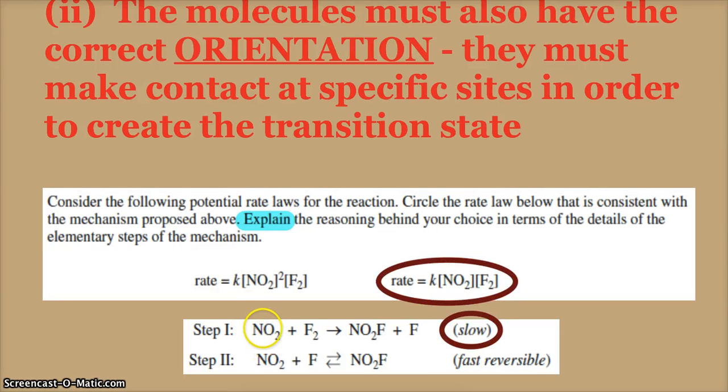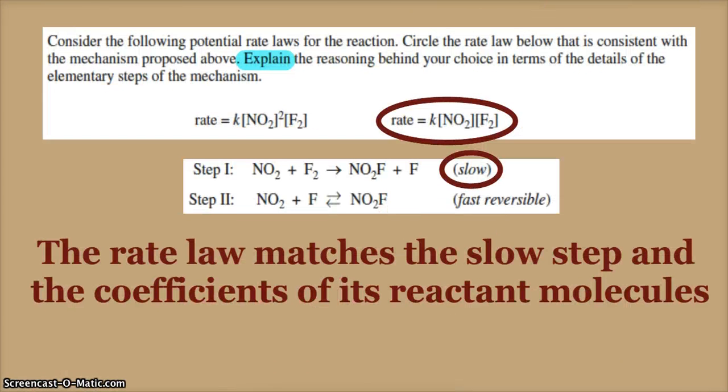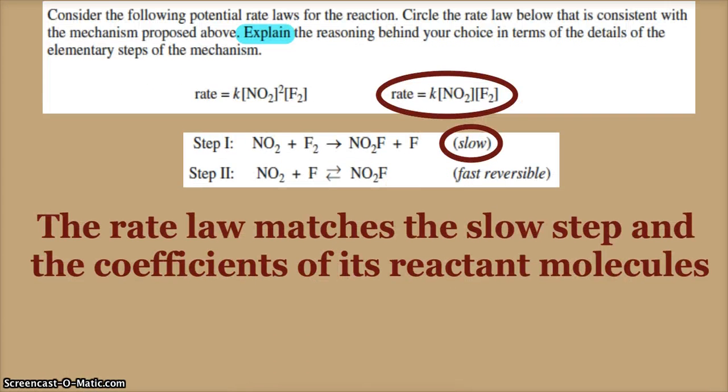There's just one nitrogen dioxide molecule and one fluorine molecule. So rate equals K, concentration NO2, concentration F2. Yes, the overall reaction had a 2 in front of the NO2, but it only matters what our slow step is when we write our rate law. And explain your choice, because the rate law matches the slow step and the coefficients of its reactant molecules. So the coefficients in the rate determining step, the slow step, is what gives us our rate law.